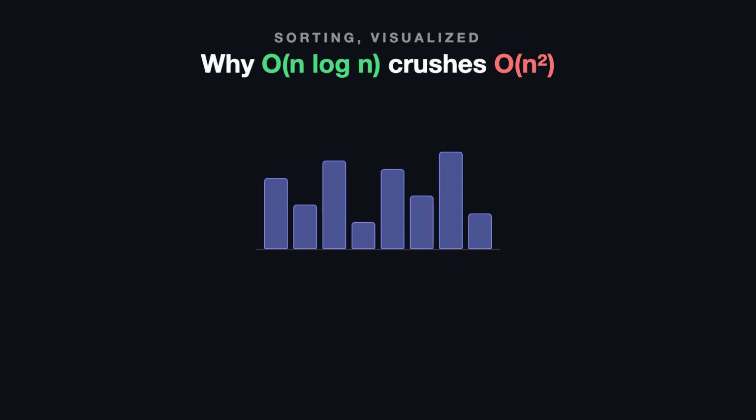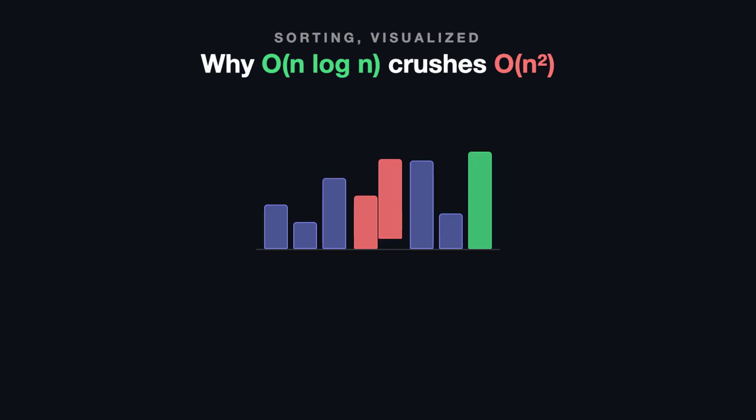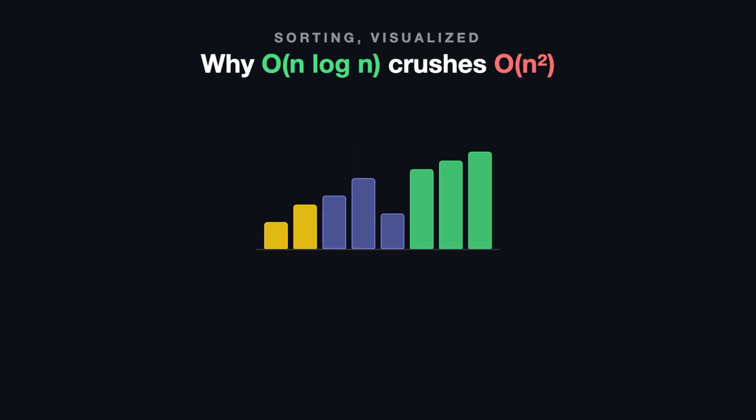Watch this. A row of bars, all jumbled up. And in a few seconds, it sorts itself, shortest to tallest. Kind of hypnotic. But the animation is not the real story. The real story is speed. Because here is the thing nobody tells you.